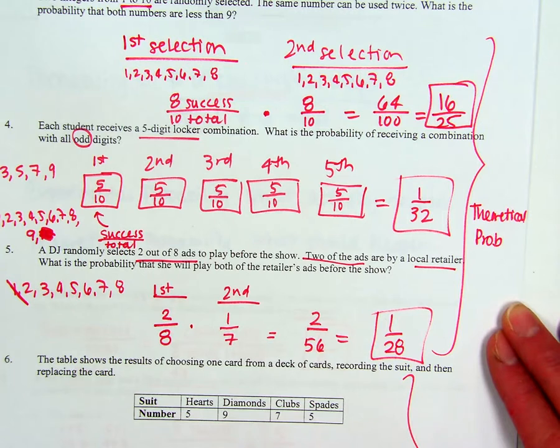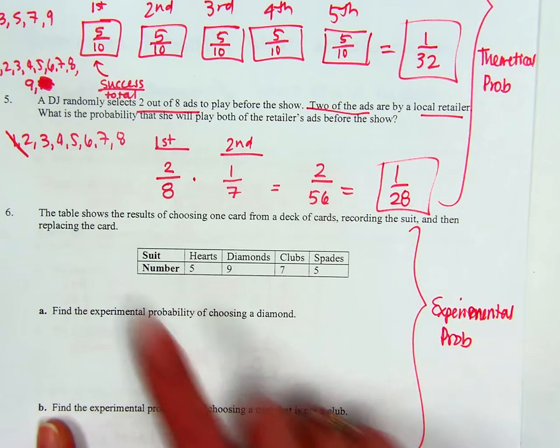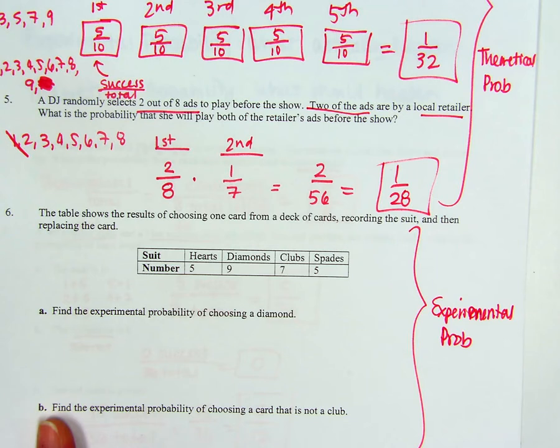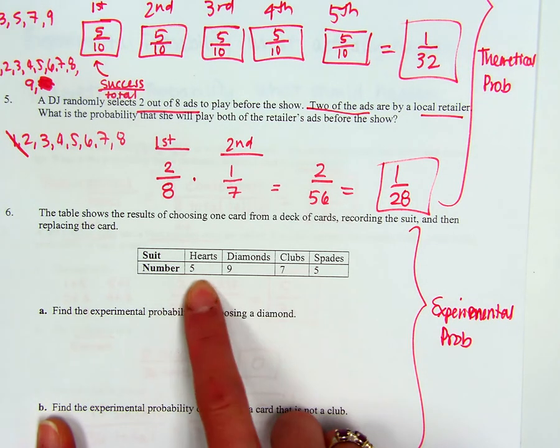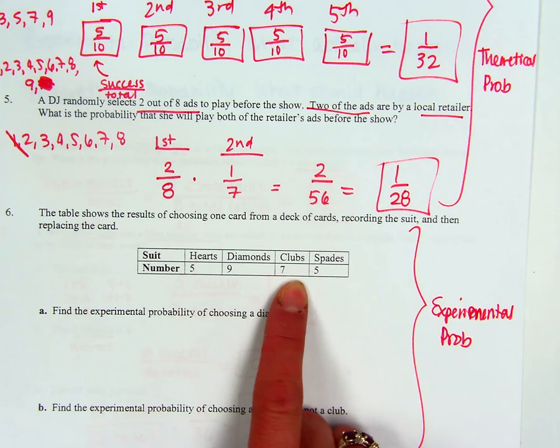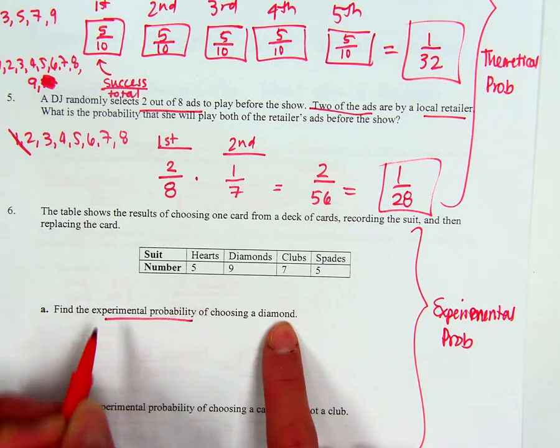This problem is going to be an experimental probability. So this is what actually happens. Okay, so it says the table shows the results of choosing one card from a deck of cards, recording the suit, and then replacing the cards. So they got 5 hearts, 9 diamonds, 7 clubs, and 5 spades. Find the experimental probability of choosing a diamond.